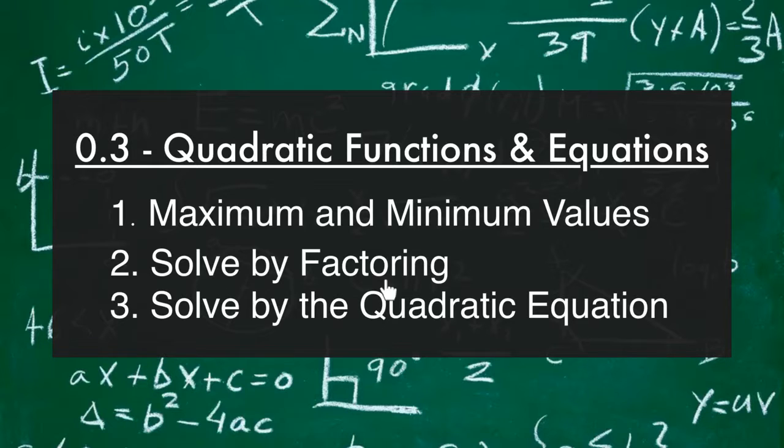Next, we solve quadratics by factoring. So we take a quadratic, we factor it out into its two factors. We set both of those equal to 0, and then we solve the equation for the answers.